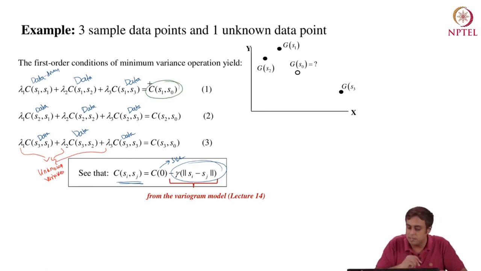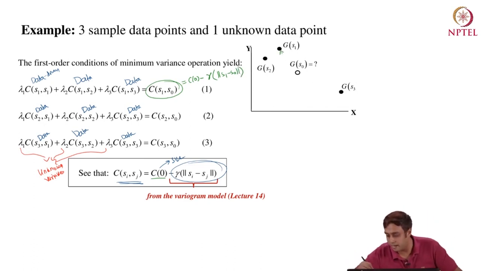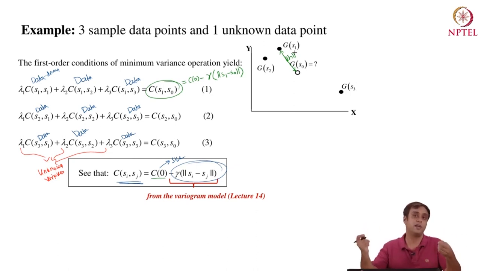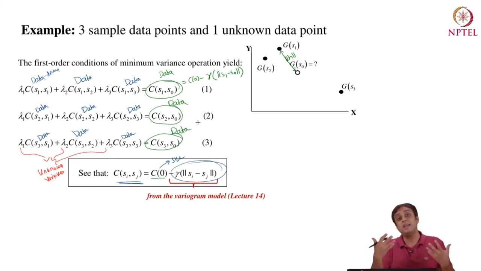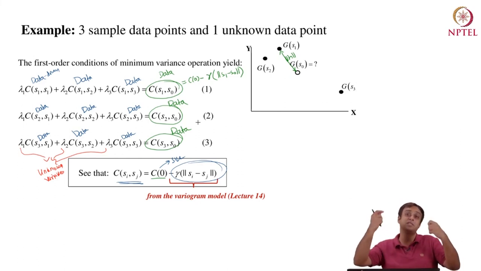And what about C(S1, S0)? Well, this is also data. It is nothing but C0 minus gamma of S1 minus S0. Although I do not know G of S0, I can calculate the length of the h vector, or the distance between S1 and S0. That's not too hard. I know these locations deterministically. So all the components can be backed out from data by estimating the variogram model. That is why we studied in lecture 14, before we came to interpolation or Kriging, the variogram model.